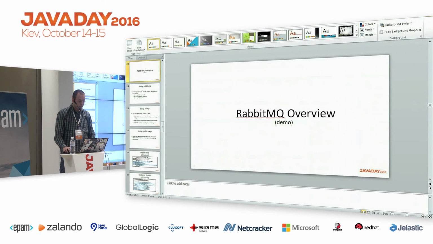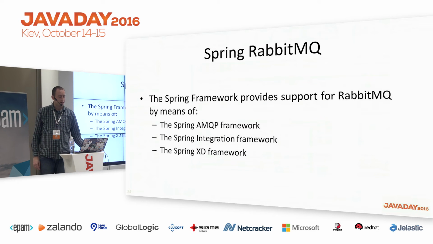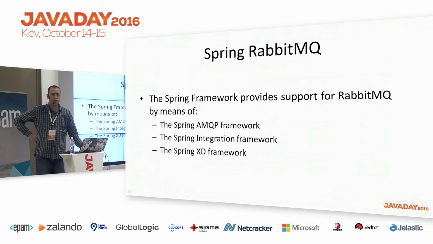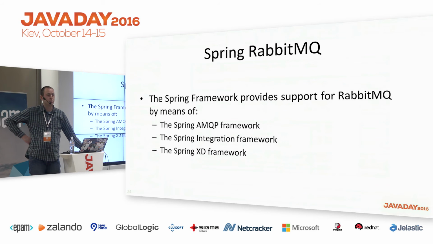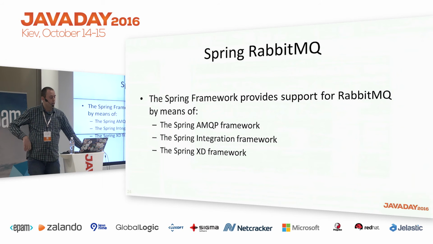So, going back to the slides, the Spring Framework provides support for RabbitMQ in terms of several distinct frameworks. The first one is the Spring AMQP framework, which is the general framework that provides utilities for working with the AMQP protocol. But at present, the only broker that's supported by the framework is RabbitMQ, as an implementation of the AMQP 0.9.1 specification. The other two frameworks that provide support for RabbitMQ are Spring Integration and Spring XD.